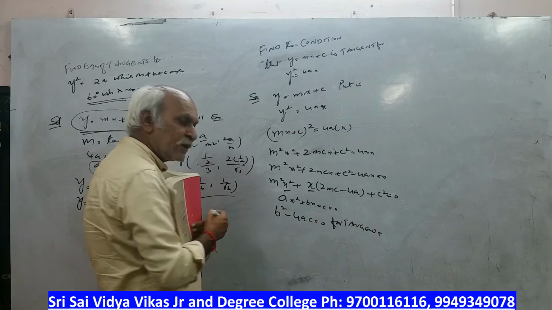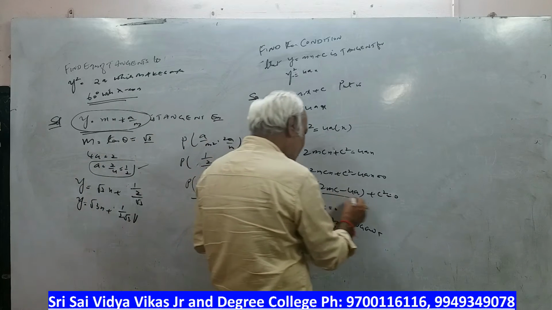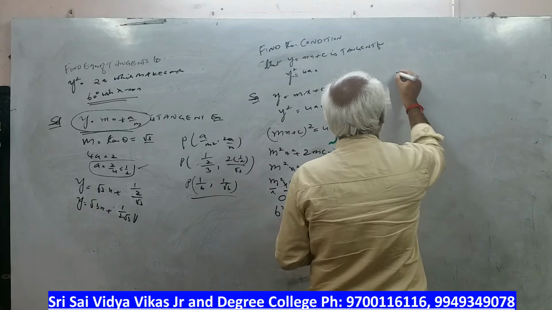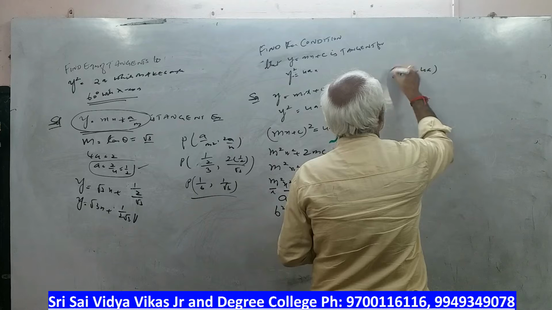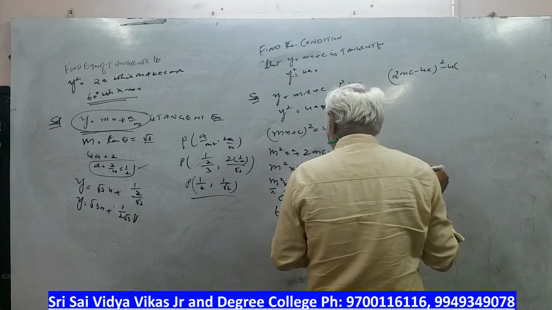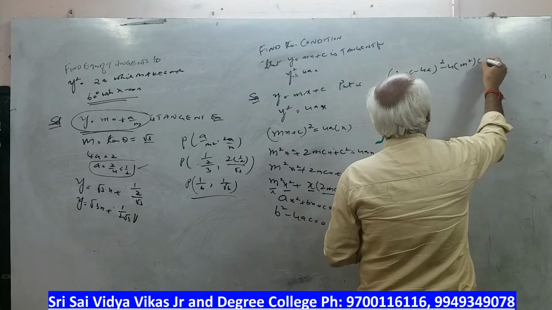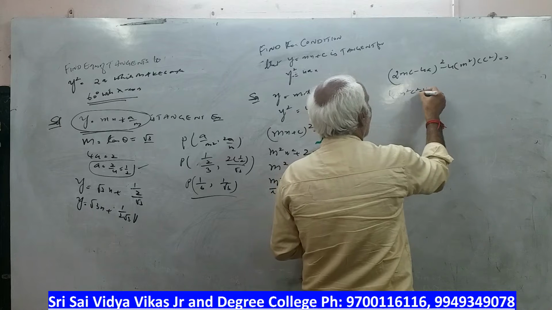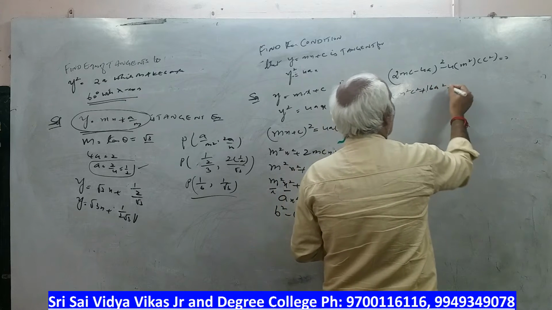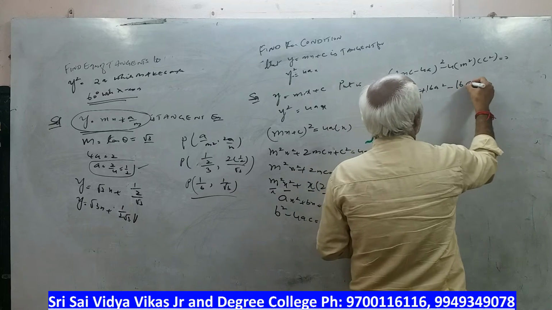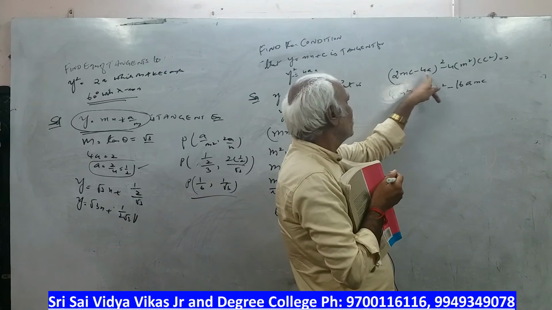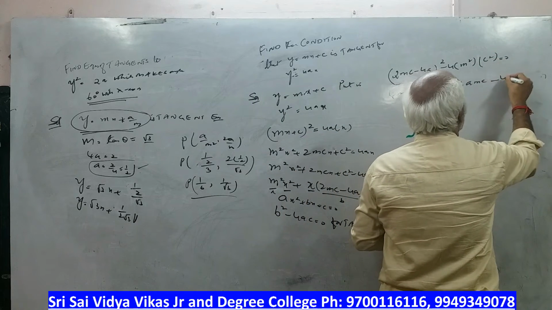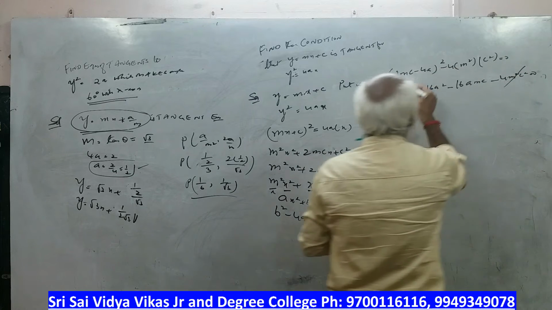Okay, what is the condition? b squared minus 4ac is equal to 0 for tangent. So here this is b, this is a, this is c. So what will happen? b squared means what? (2mc minus 4a) whole squared minus 4 into a value, which is m squared, and c value, which is c squared, is equal to 0. So 4m squared c squared plus 16a squared minus 16amc minus 4m squared c squared. These two will get cancelled.